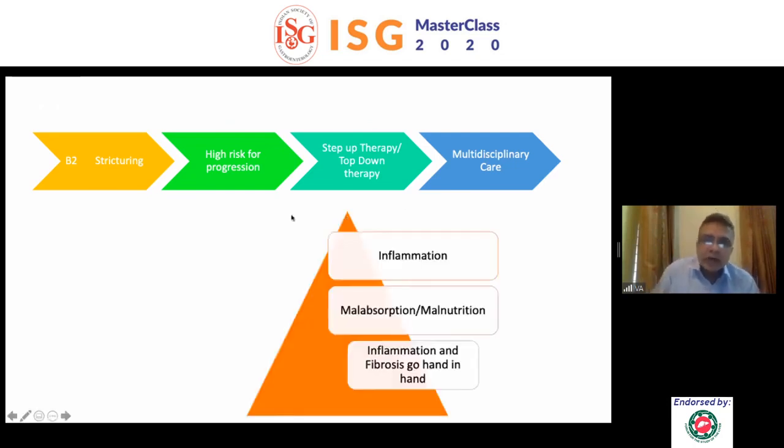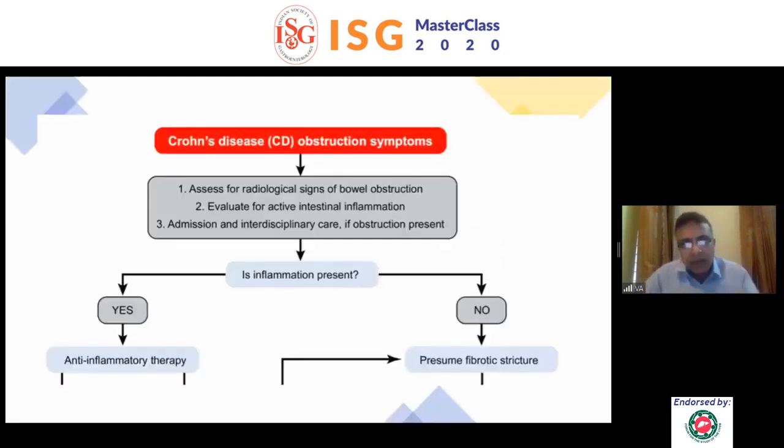The second important concept: in B1 disease, we were dealing only with inflammation. Now two things have been added. One, whenever there is inflammation, there would be fibrosis, because once there's inflammation, there's healing, and there would be fibrosis. So inflammation and fibrosis go hand in hand. And because of that, if it is small intestine involvement, essentially there will be malabsorption and malnutrition. So remember these problems when you are treating this group of patients. If you remember these problems, you will be able to treat them well.